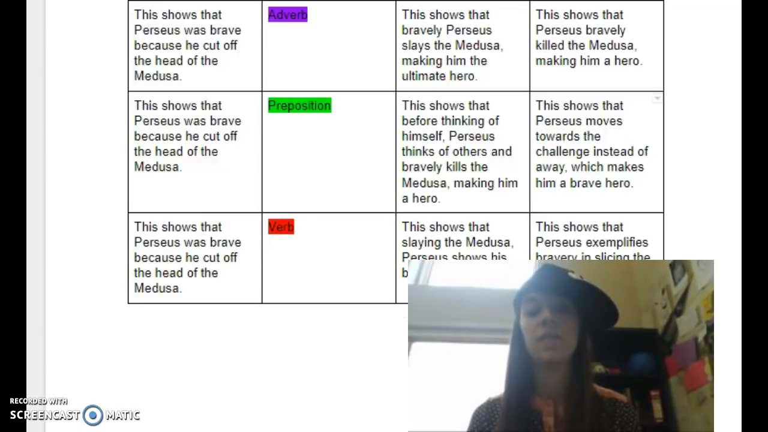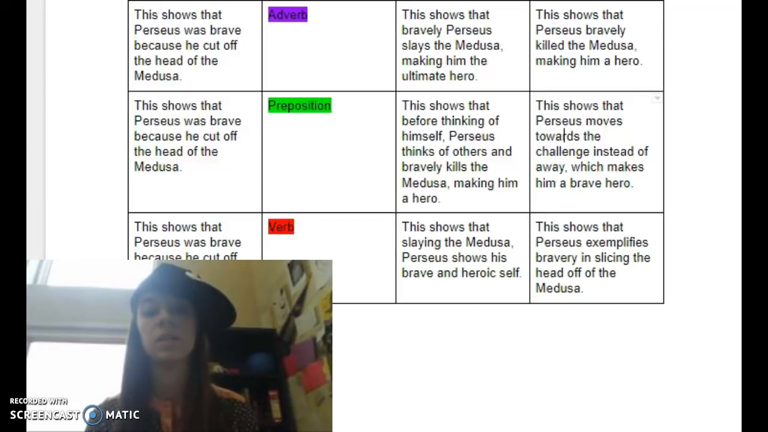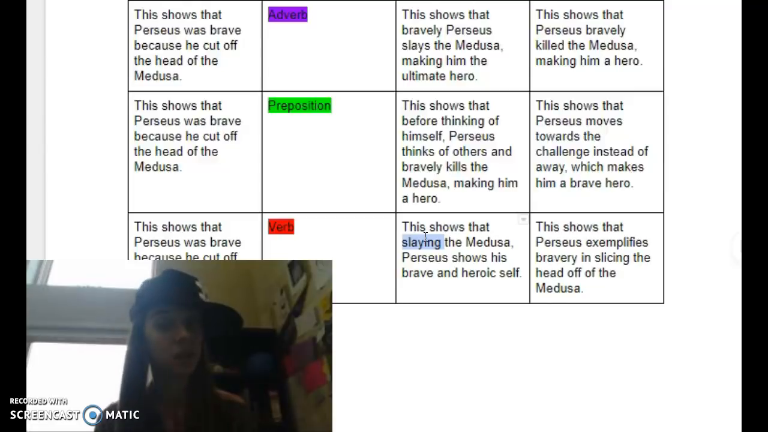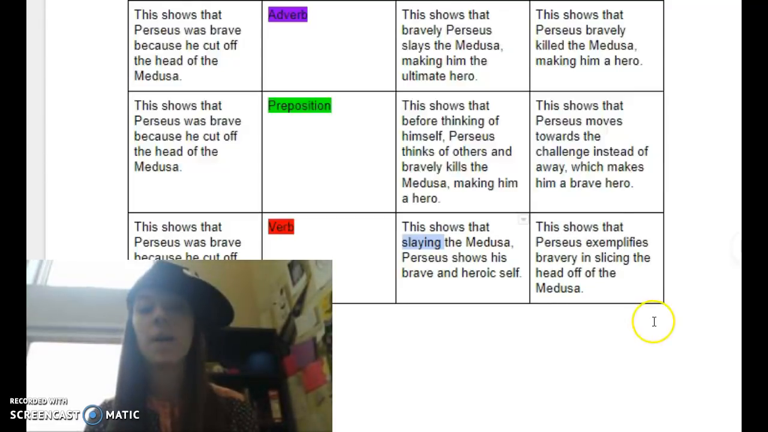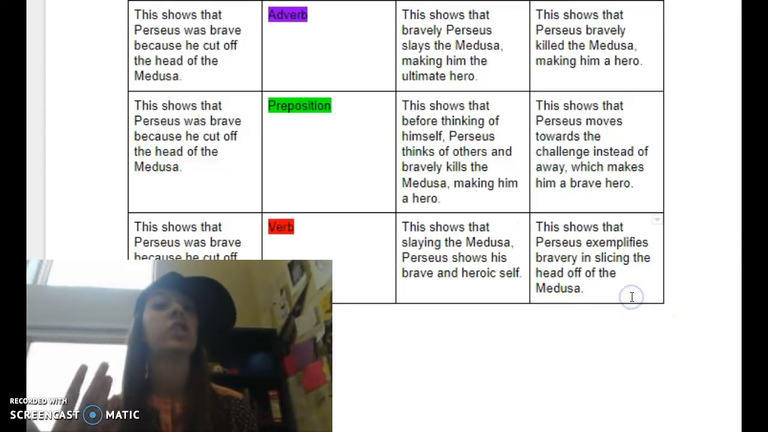And then last but not least, we have our verbs. I'm going to move myself over here so you can see. This shows that Perseus was brave because he had cut off the head of Medusa. So here are my verbs. This shows that slaying the Medusa. So I started it with a verb, and I'm saying, what did he do? Well, he slayed the Medusa. Perseus shows his brave and heroic self, all right?